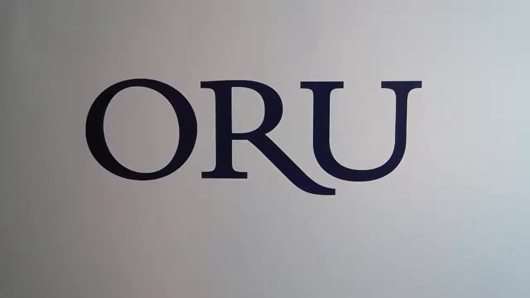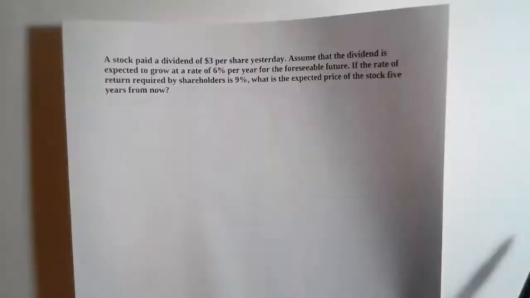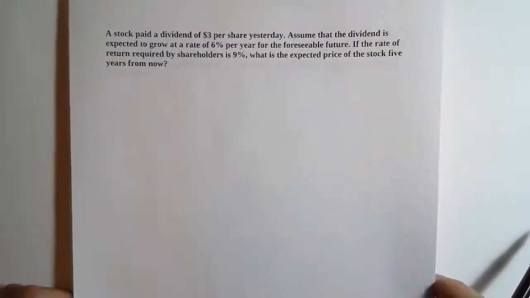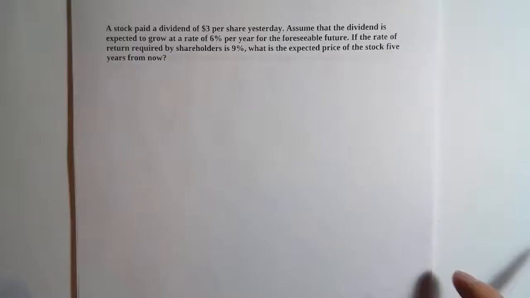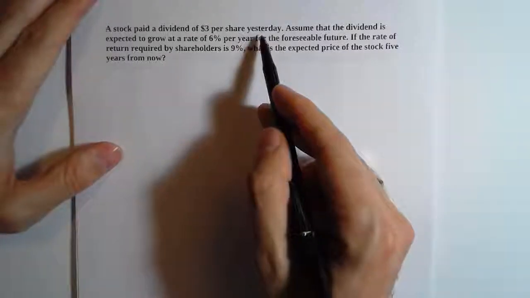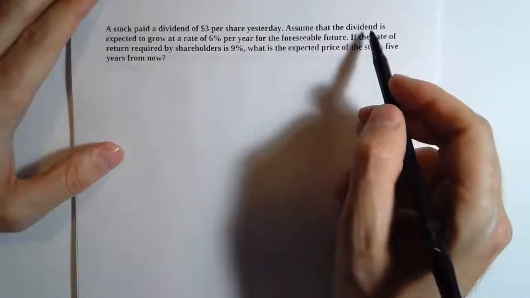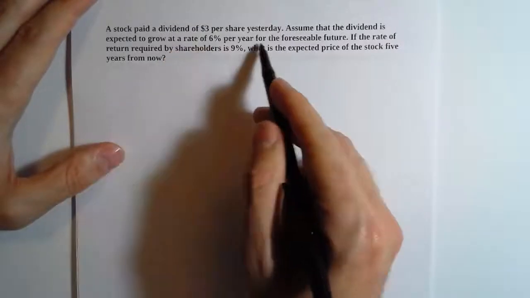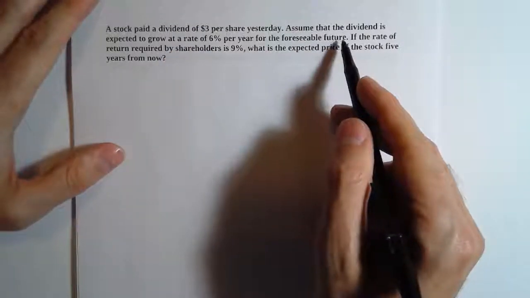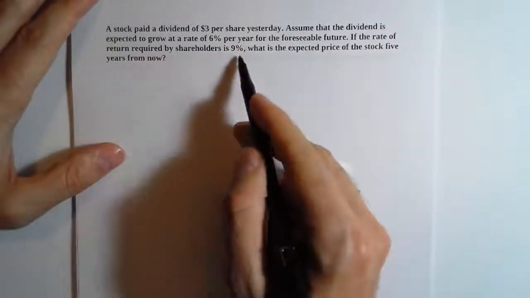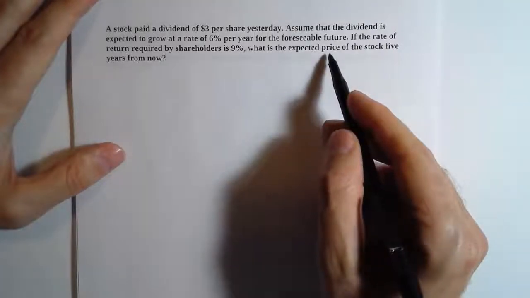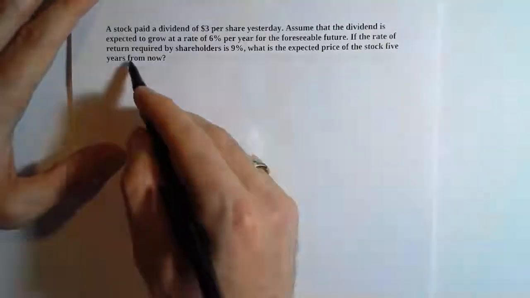Okay, so in this video we're going to look at how you find the expected price of a stock with a constant rate of growth in the dividend a few years from now. So let's take a look at our problem. In this case, the stock paid a dividend of $3 per share yesterday. We are to assume that the dividend is expected to grow at a rate of 6% per year for the foreseeable future. And if the rate of return required by shareholders is 9%, what is the expected price of the stock 5 years from now?